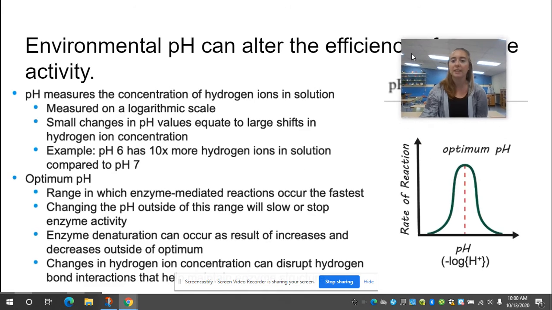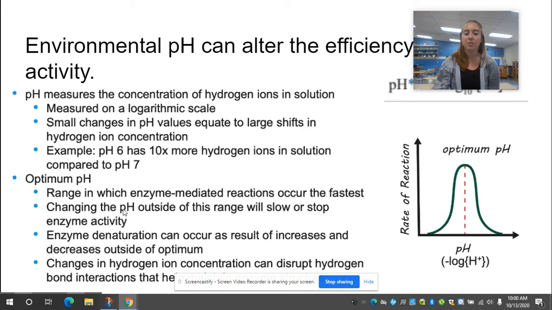But just like temperature, there is an optimal pH range. And so the range in which the enzyme reactions can occur the fastest is going to be in the optimal range. So changing the pH outside of this range is either going to slow it down or stop the enzyme activity completely. And enzyme denaturization can occur as a result of an increase or decrease outside of optimum. So changes in that hydrogen ion concentration really is going to have a huge impact. And so we need it to be in the exact optimal pH in order for the enzymes to be the most efficient they possibly can be.